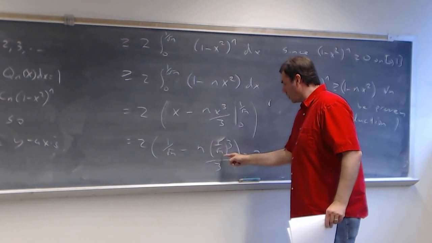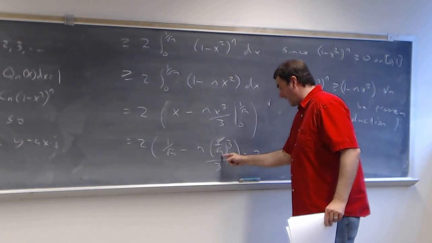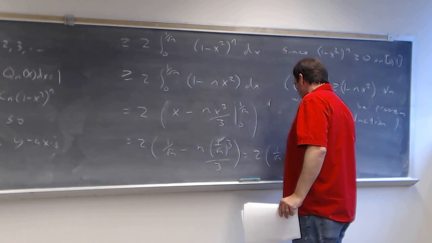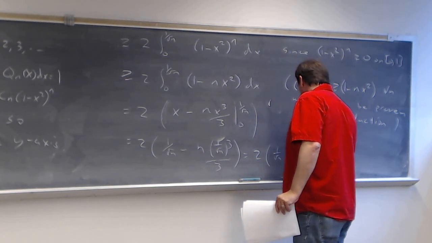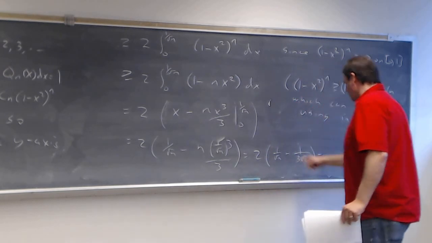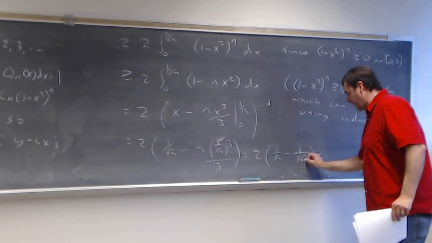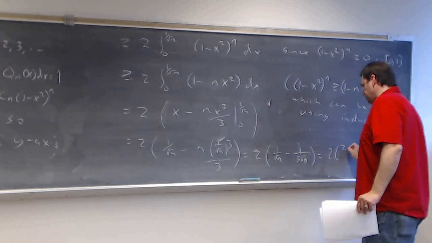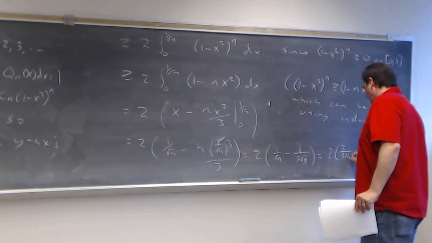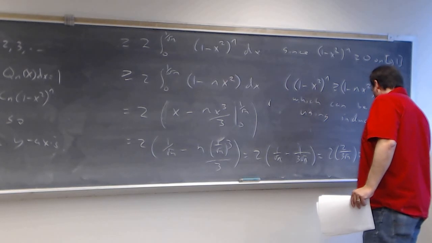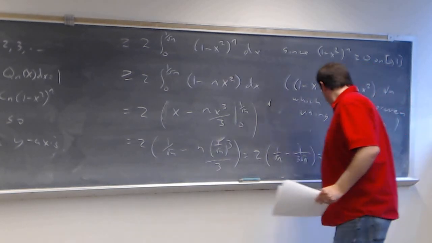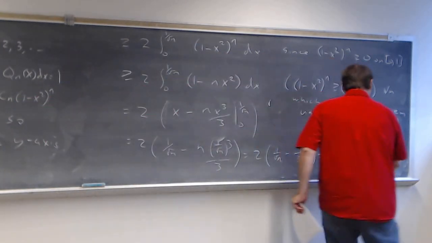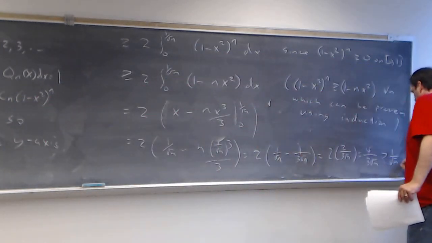1 over the square root of n cubed is really 1 over n times square root of n. So this is 2 times 1 over the square root of n minus 1 over 3 times square root of n. And then you get a common denominator, 3 times square root of n. So that's 2 times 2 over 3 times square root of n, which equals 4 over 3 times square root of n. And I'll just make one last comment. That's definitely bigger than 1 over the square root of n.